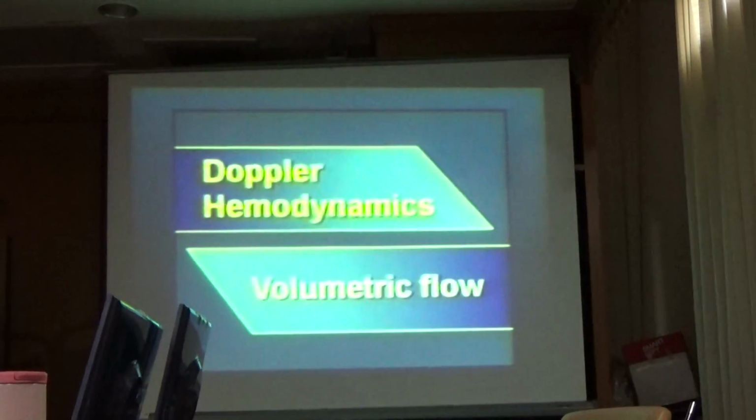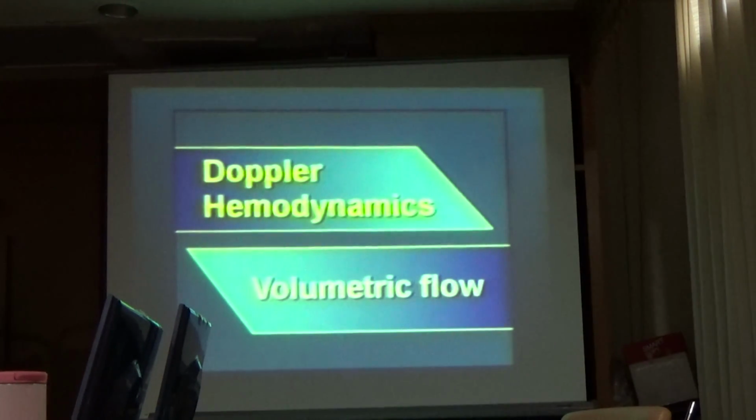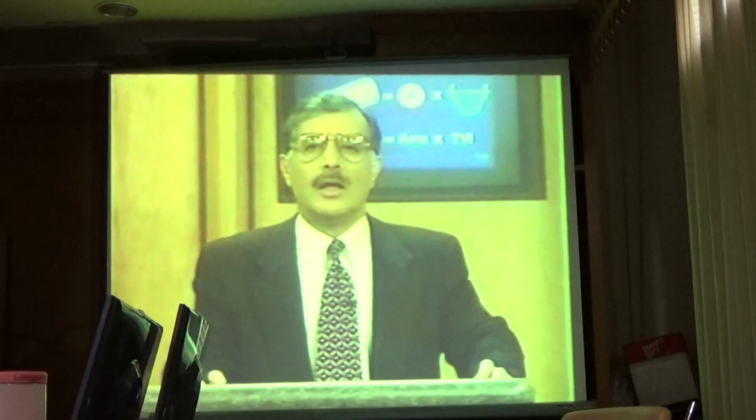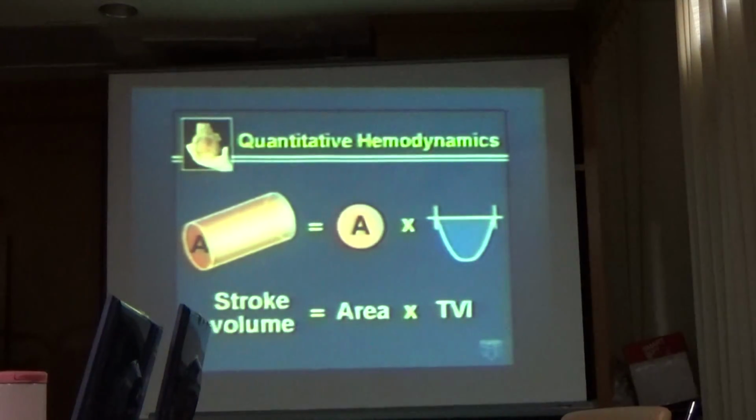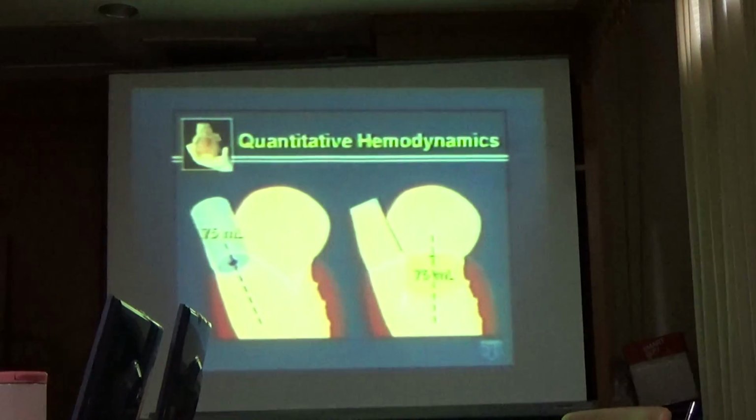The next and also very important measurement in the echo laboratory is measurement of the volumetric flow. Dr. Gura will be elaborating on this further in his presentation, but volumetric flow determination is based on a simple hydraulic formula of obtaining the stroke volume utilizing the area multiplied by the time velocity integral. This concept can be applied to any orifice in our cardiovascular system.